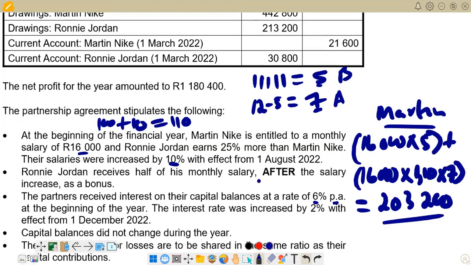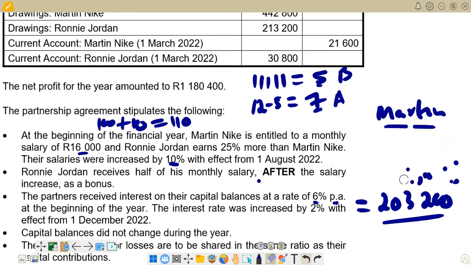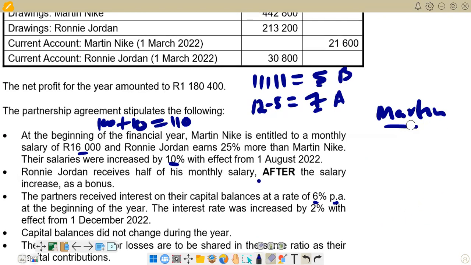The salary for Ronnie there. We try to see what we have for Ronnie. So for Ronnie now, remember we are not given an exact amount in terms of Ronnie, but we can calculate it by the salary that Martin is earning there. So we are now on Ronnie. Remember the instruction is saying Ronnie Jordan earns 25% more than Martin.